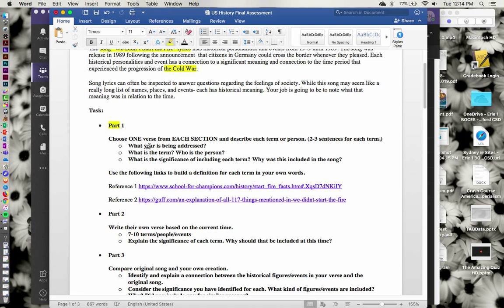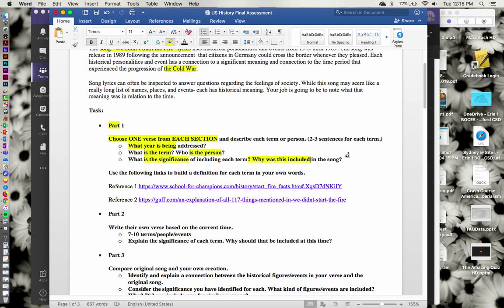Part one, you are going to choose one verse from each section and describe the terms and persons within that verse. The questions I'm asking you is what year is being addressed? What is the term, or who is the person? What is the significance of each term? Answer the question why. Why is it included in this song?